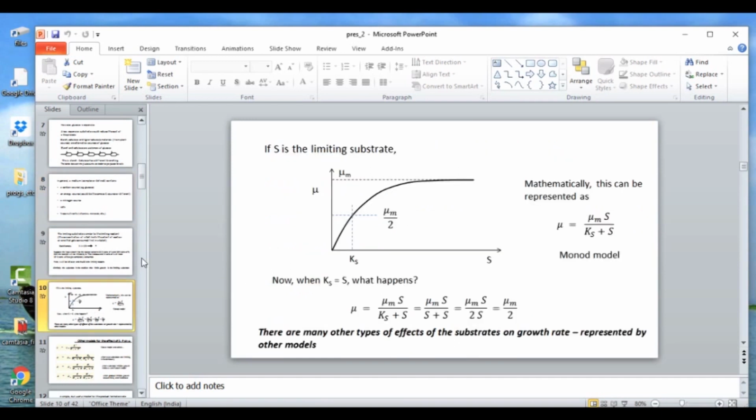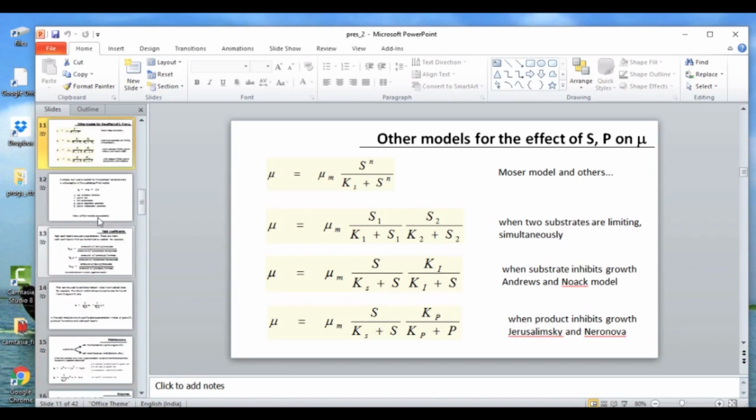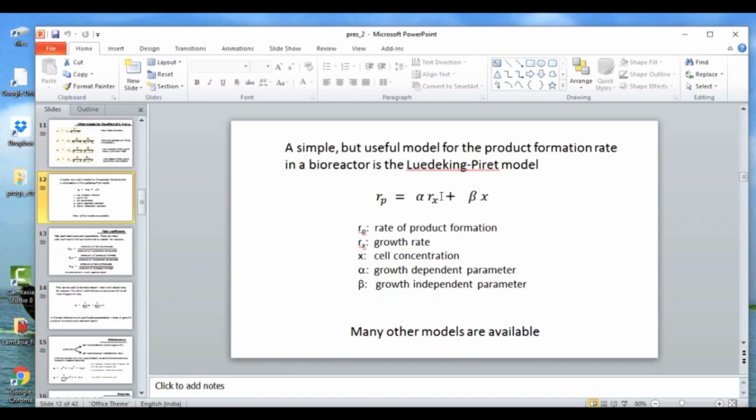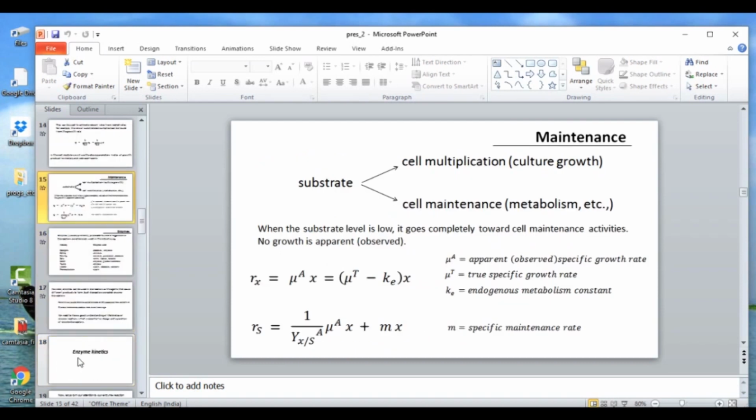When we looked at that, we showed that the Monod model gives us the effect of substrate on growth rate. That's the simplest representation. There are other representations that are given here. And then for the product formation, we have the Luedeking-Piret model, Rp equals alpha Rx plus beta x, the growth dependent parameter, the growth independent parameter, and so on. Then we talked about a few concepts such as yield coefficients and maintenance.